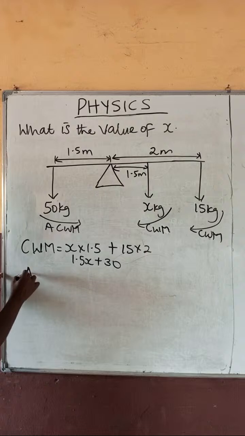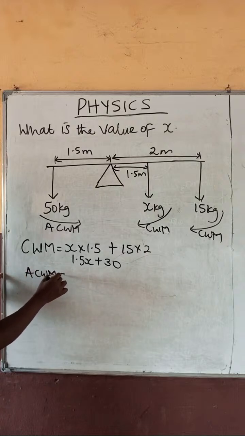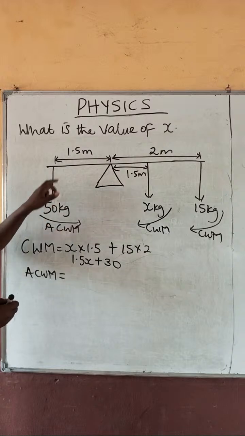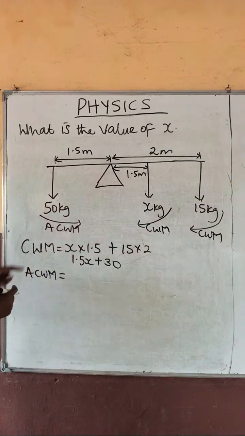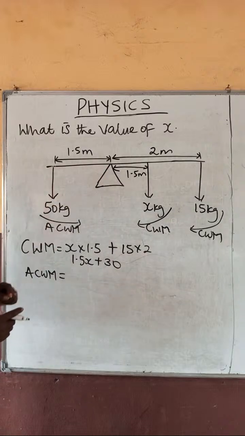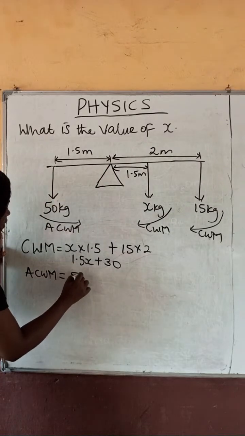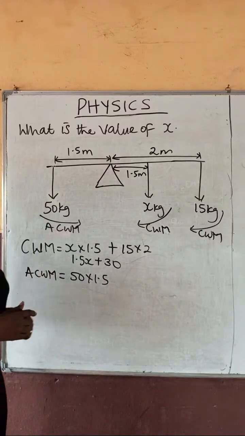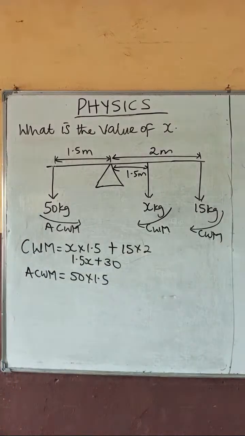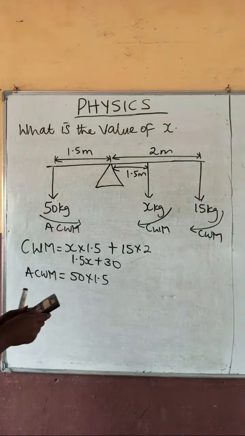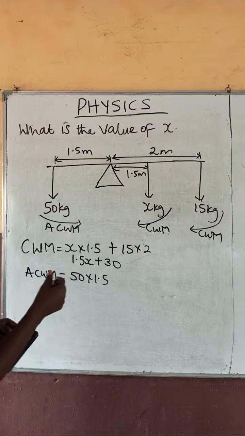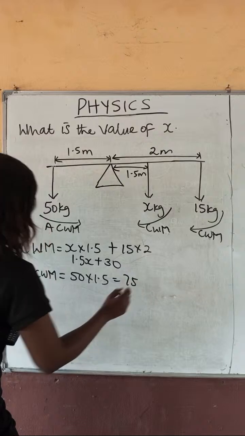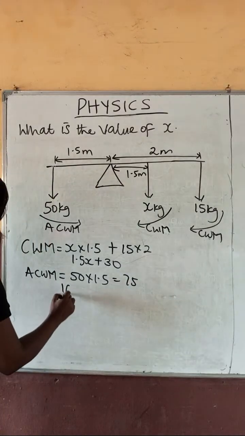So let's go. Anti-clockwise moment is equal to, this is 50, sorry. From here to here is what? 1.5. So I'll go by saying 50 times 1.5, right? Okay, let's use our calculator to multiply and get our answer. So this is 50 times 1.5. I'm going to have 75. This is 75, right?